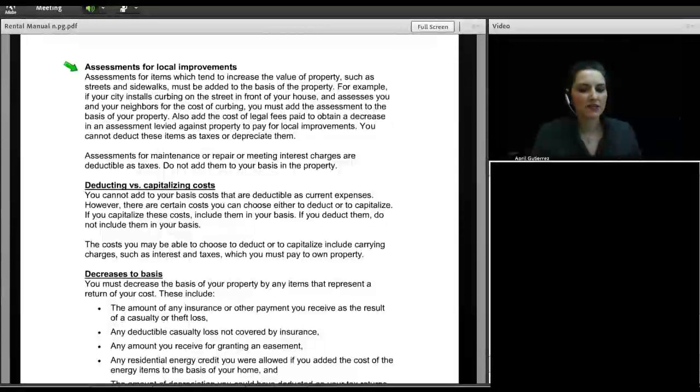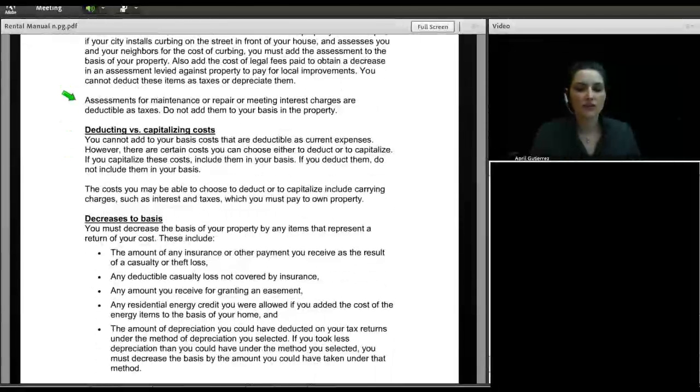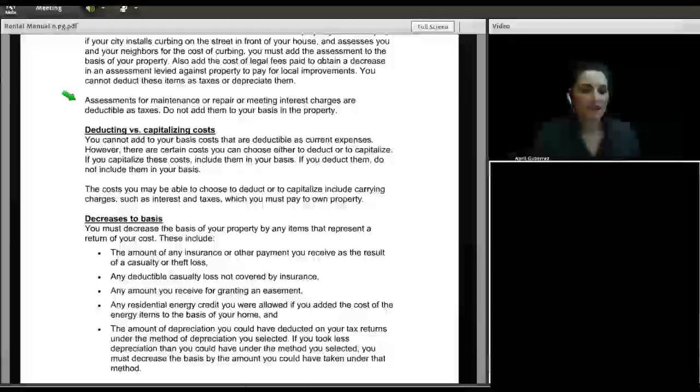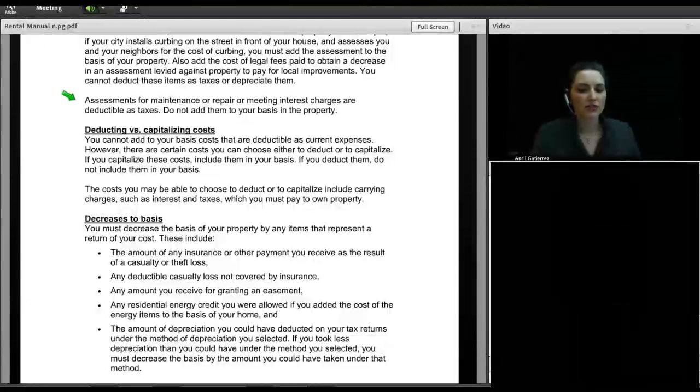Also, assessments for local improvements. Assessments for items which tend to increase the value of property, such as streets and sidewalks, must be added to the basis of the property. For example, if your city installs curbing on the street in front of your house and assesses you and your neighbors for the cost of the curbing, you must add the assessment to the basis of your property. Also add the cost of legal fees paid to obtain a decrease in an assessment levied against the property to pay for the local improvements. You cannot deduct these items as taxes, nor may you depreciate them. Assessments for maintenance or repair or meeting interest charges are deductible as taxes. Do not add them to your basis in the property.